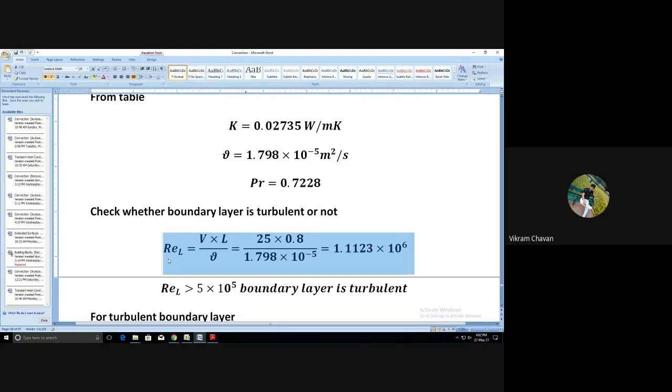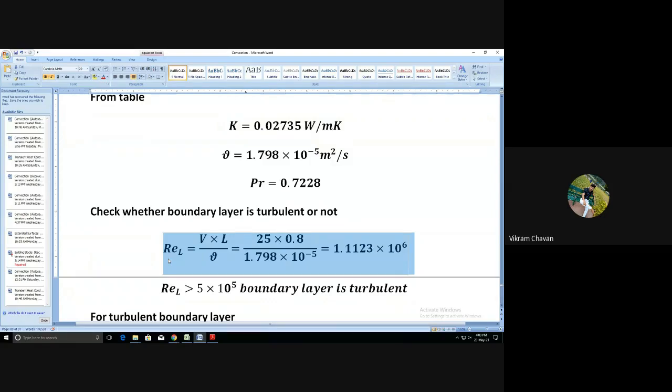For the plate, the characteristic length is the length in the direction in which the air is flowing over that particular plate. So that direction length of the plate will be considered as the characteristic length. So V multiplied by L divided by nu, where V is the velocity of air, L is the length of the plate, and nu is the kinematic viscosity. So 25 multiplied by 0.8 whole divided by 1.798 into 10 raised to minus 5. By calculating, we'll get the average Reynolds number as 1.1123 into 10 raised to 6.